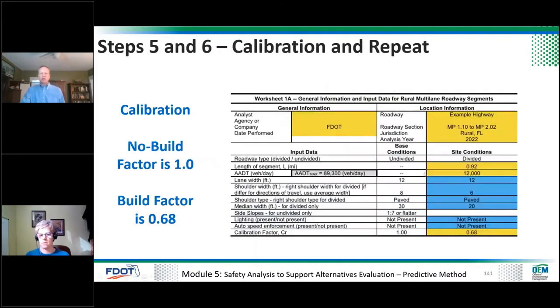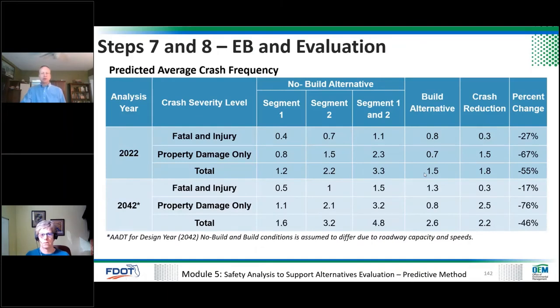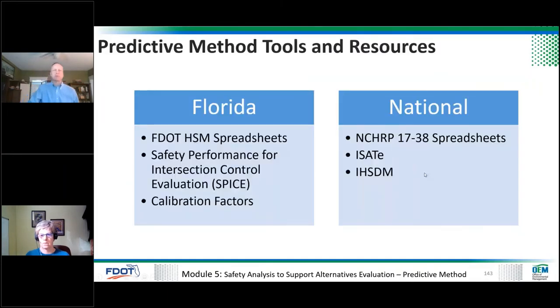All right, good questions. All right, the predictive method tools and resources. I mentioned yesterday and again today the FDOT HSM spreadsheets. There are also, on the other side here, the national 1738 spreadsheets. Those have been updated and cleaned up a little bit. They look better, and they're easier to work with now.